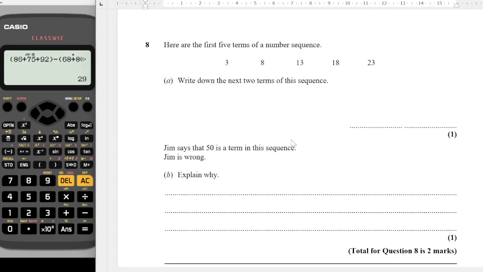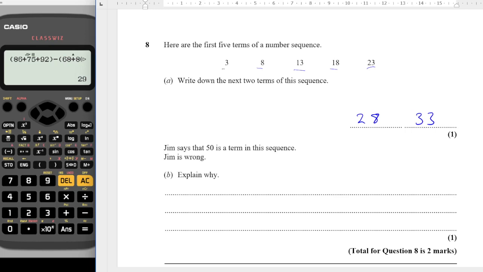Right, question 8. Here are the first 5 terms of a number sequence. Write down the next 2 numbers in the sequence. Well, these sequences are going up in 5, so the next two are going to be 28 and then 33. And we don't need anything more than that, really.